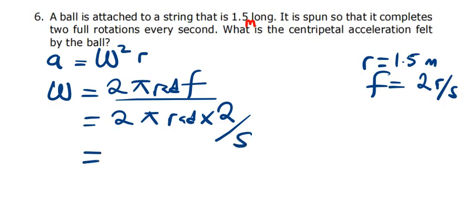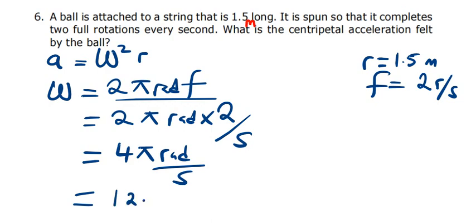So basically this is what you have, and you just have to now solve. If I multiply 2 pi by 2, what do I have? I've got 4 pi rad over second. Now 4 multiplied by pi, what do I have? I'm getting 12.57. This will be radian per second. So we found our angular velocity.